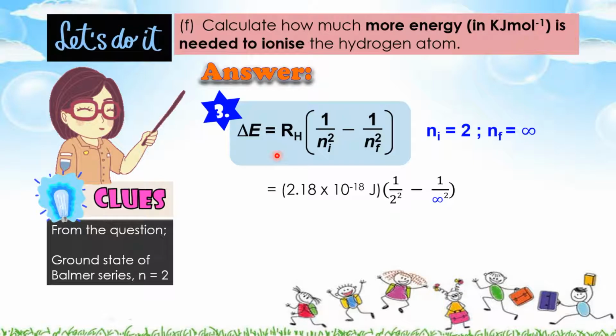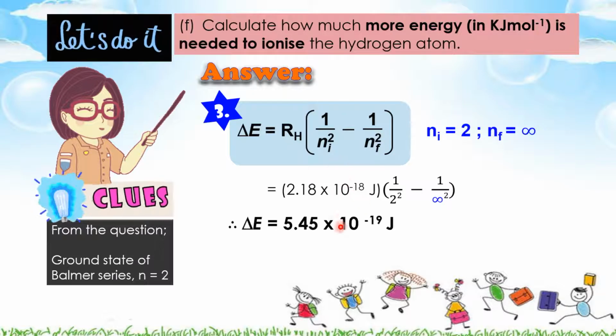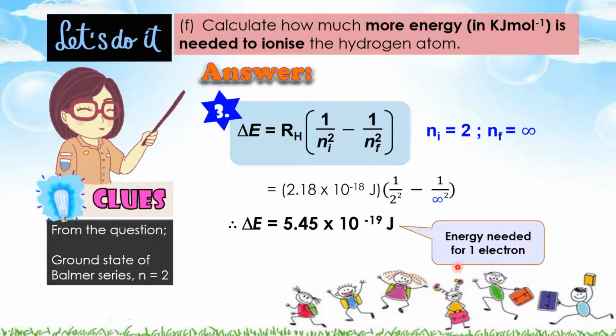Substitute all the values. Remember, please choose the RH value 2.18 times 10 power of negative 18 joule. We will find that delta E is equal to 5.45 times 10 power of negative 19 joule, which refers to the energy needed for one single tiny electron. But the question here asks for the unit of kilojoule per mole, therefore you have to extend to a second step of calculation.